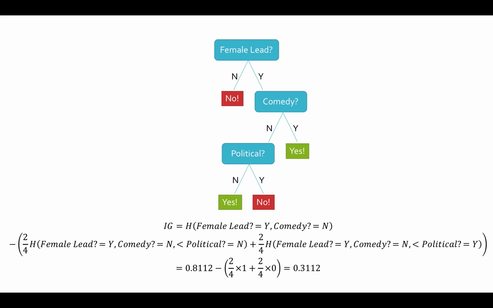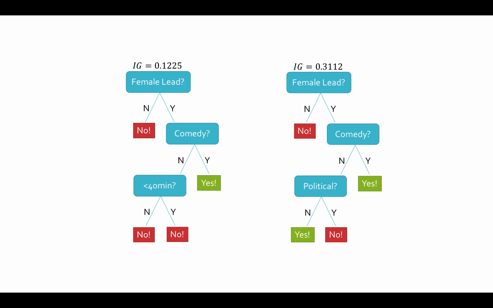There's a little less than sign in the political thing that should not be there. Doesn't really matter. Ignore it. We can see that the information gain is 0.311. We've built 2 trees now. The left-hand side, with female lead, comedy, and less than 40 minutes, has an information gain of 0.12, and the right-hand side, with female lead, comedy, and political, has an information gain of 0.31. So we're going to choose the tree on the right-hand side because we want to maximize the information gain.